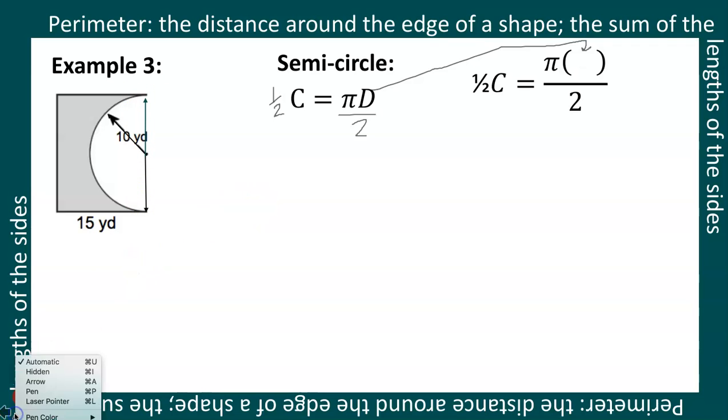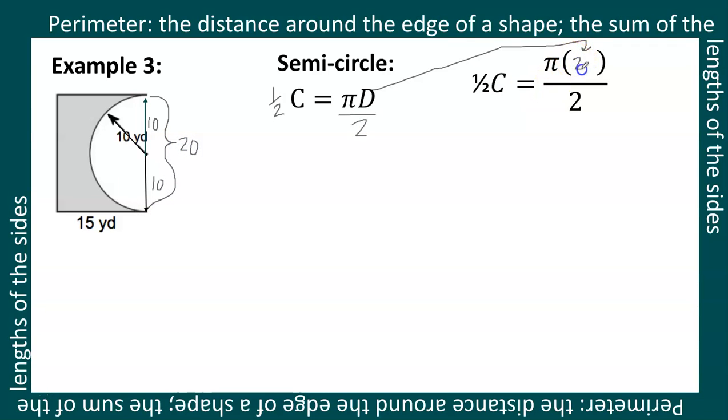And then we're going to go ahead and label the length of the 2 radii. So if this radius is 10 yards, that means this radius is also 10 yards, the green one, and then the black one is also 10 yards. So together, those 2 radii form the full diameter, and the full diameter is 20 yards.